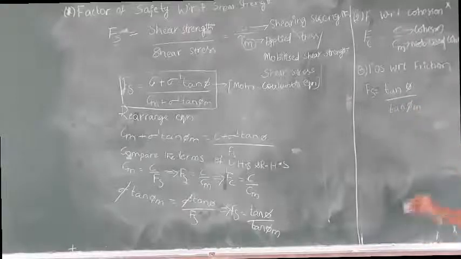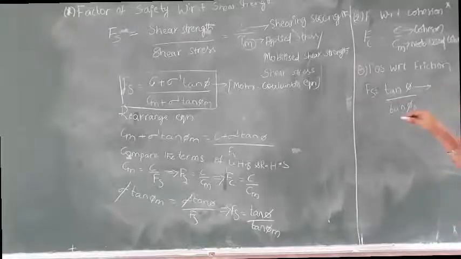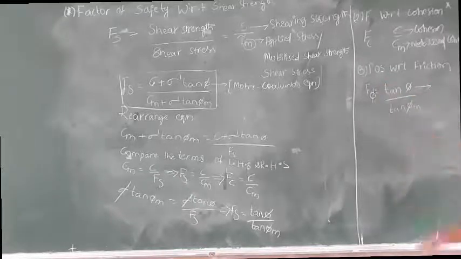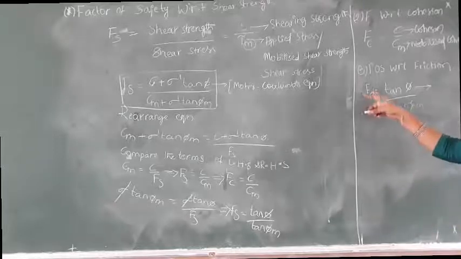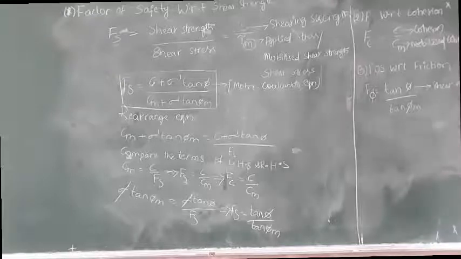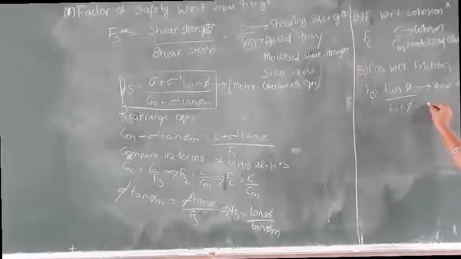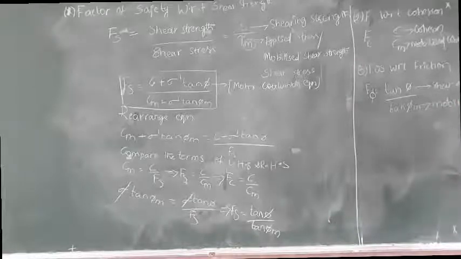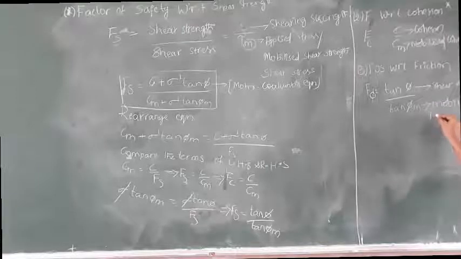What is phi here? Factor of safety with respect to friction or frictional angle, so let us write it as F phi. Phi is the angle of shear resistance, the frictional angle. And phi m is the mobilized frictional angle.